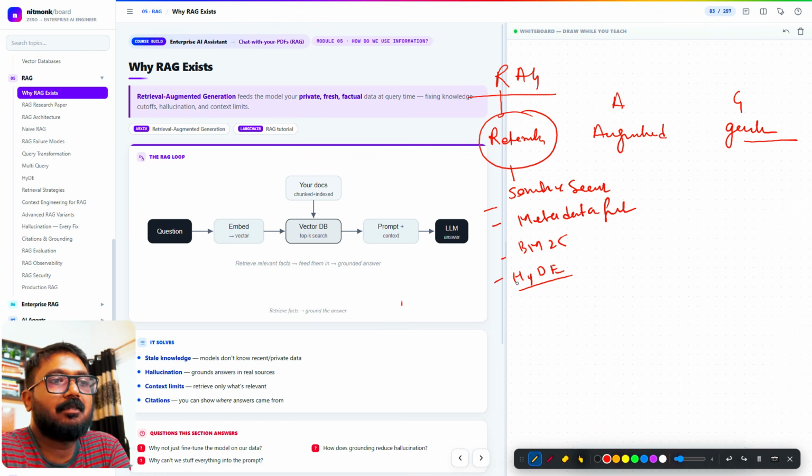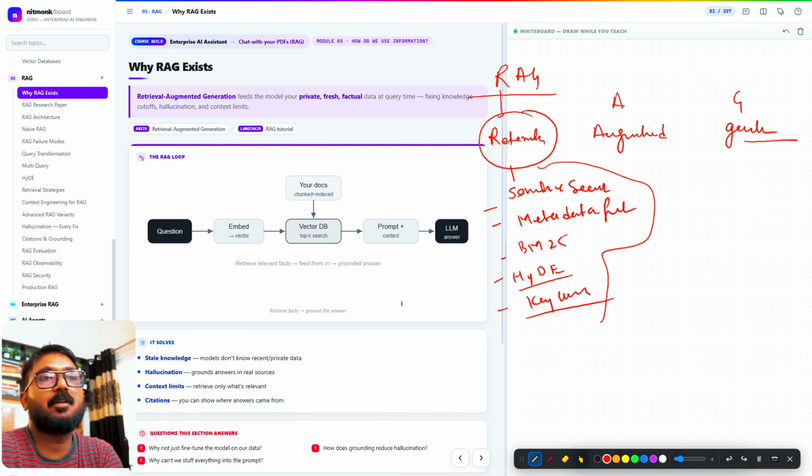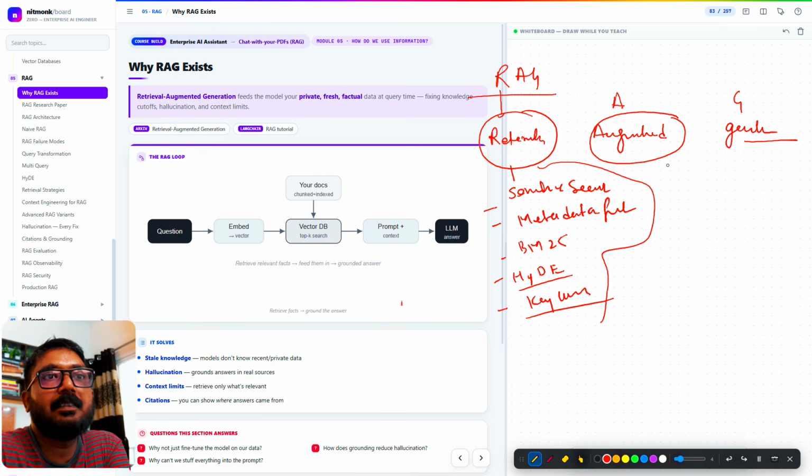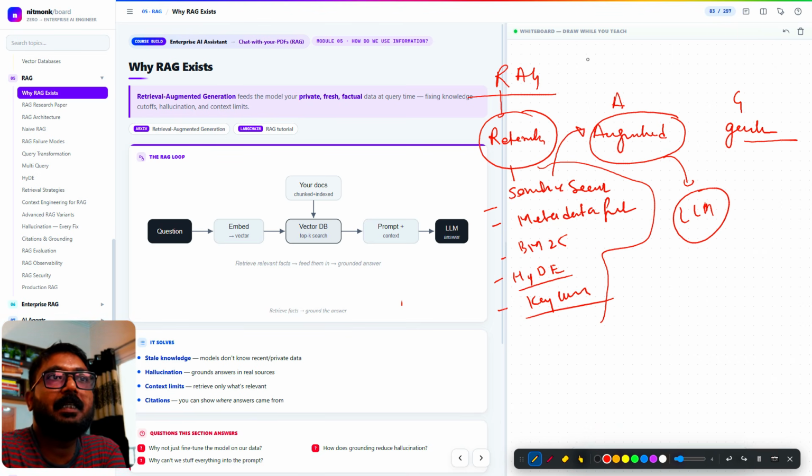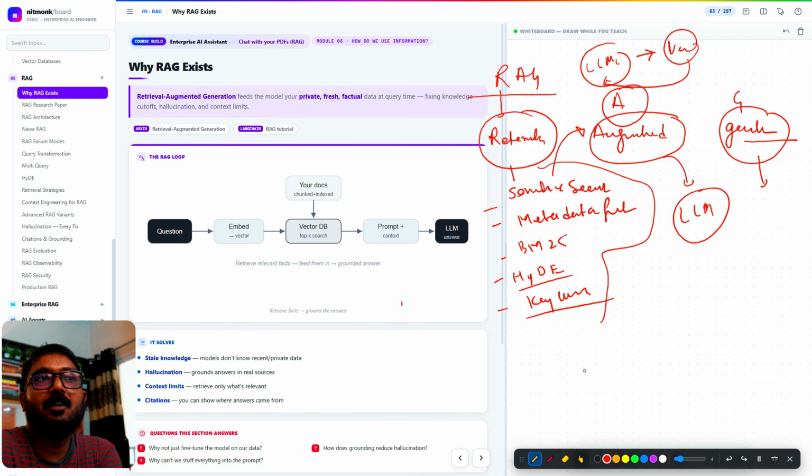Yes, HyDE, hypothetical document embedding, or you apply, let's say, keyword search. That is retrieval: you try to retrieve a document or content from a vector database. Then augmented means the retrieved document goes to the LLM, correct? Whatever you have retrieved goes back to the LLM. So there is an LLM that first tries to retrieve data from the vector database, and that data again goes to the LLM. That is augmentation, right? And that LLM generates the data. That is generation. So this is RAG, retrieval augmented generation, correct?